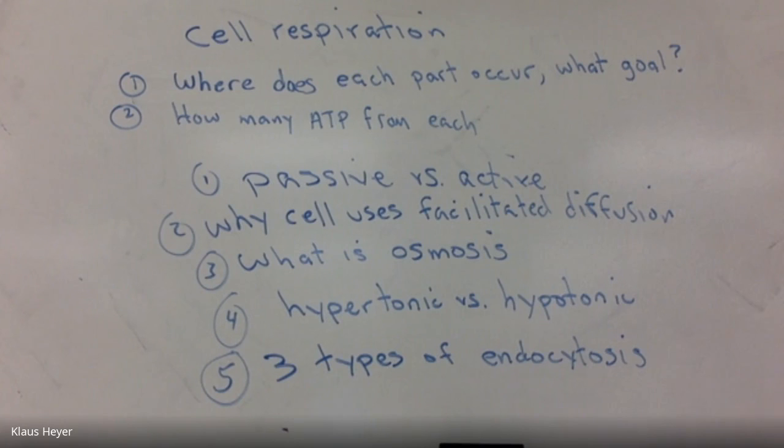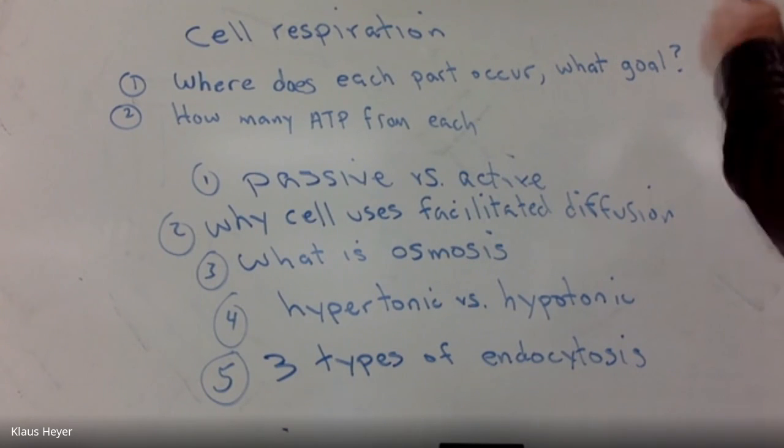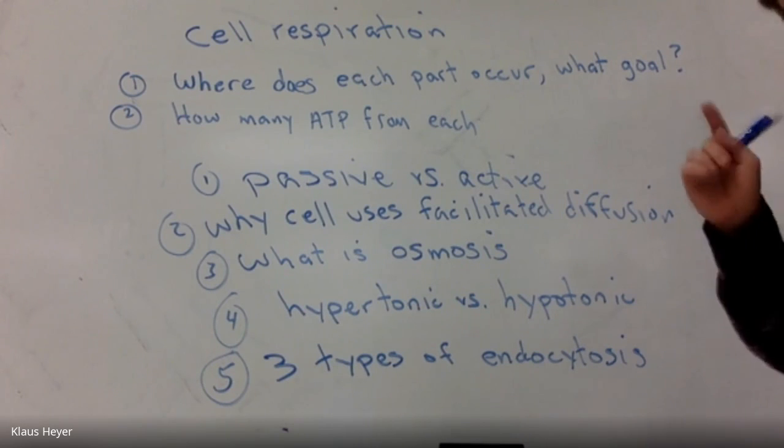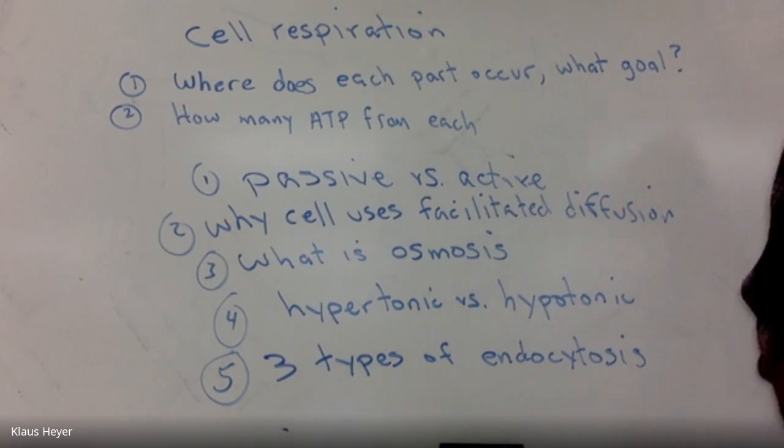And where does glycolysis take place again? Cytosol. And that's the same for acetyl CoA. Because I might ask you what molecule goes into the Krebs cycle. Don't say pyruvate. The molecule that goes into the Krebs cycle is acetyl CoA.